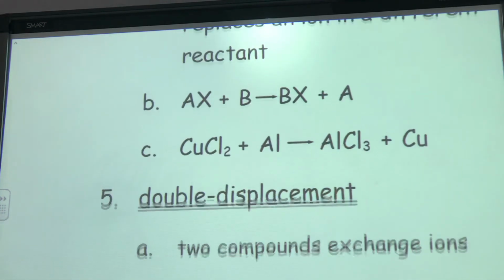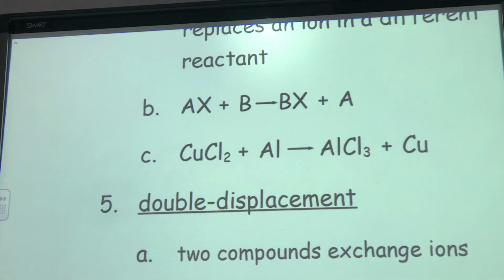And then the last one is the double displacement or double replacement reaction. And that's when we have 2 compounds exchanging their ions. So these are ionic compounds, and we have A bonded with X and B bonded with Y. But in this reaction, B kicks out A and joins up with X, and A kicks out B and joins up with Y, so that we get AY and BX.